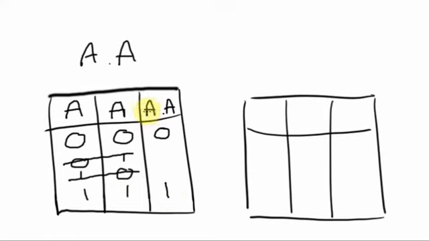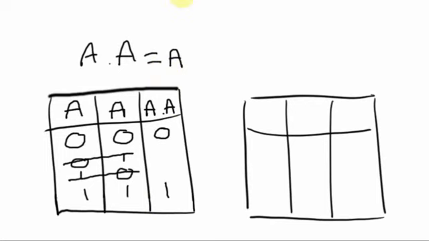If you have a look here, what does A and A equal? The output is exactly the same as the input. So in this one, A and A equals A. If A happens to be 0, A and A is equal to 0. And if A happens to be equal to 1, A and A will also equal 1.